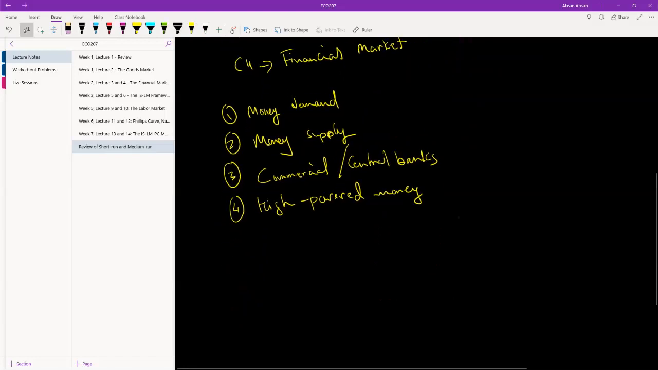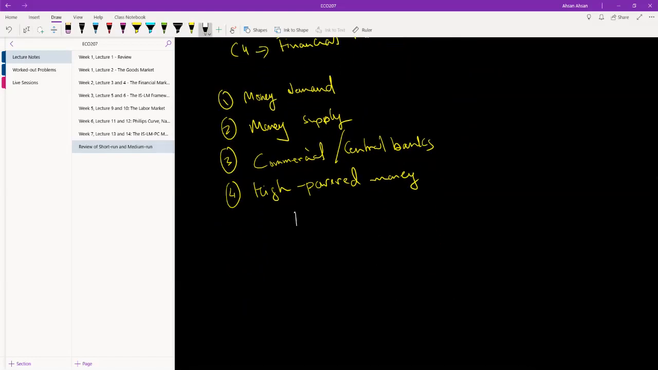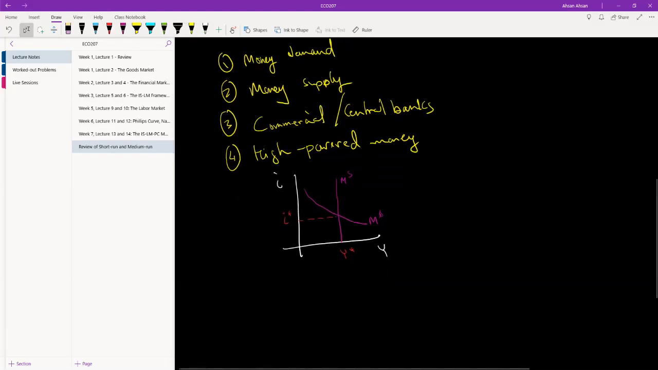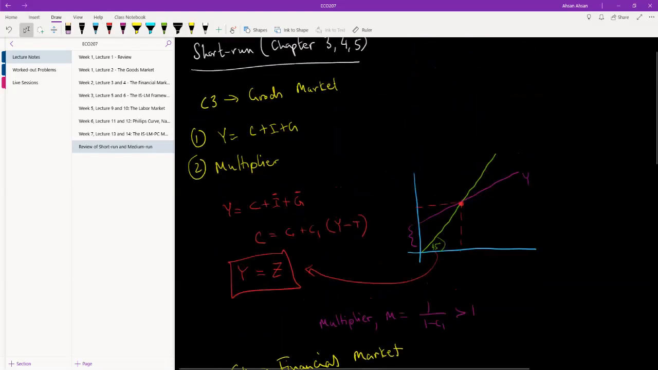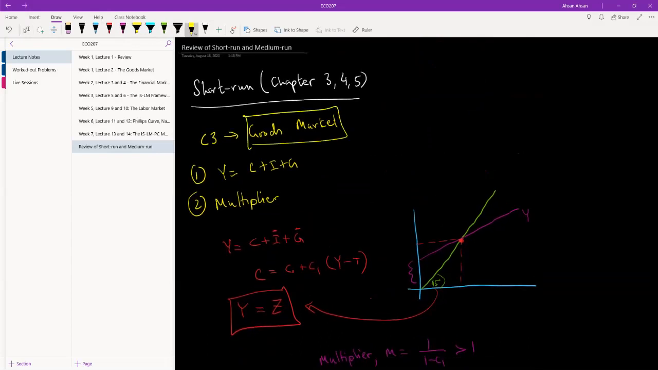There were a lot of details in this chapter, but overall, the finding was that money supply is controlled by the government and it's fixed. Money demand, as always, is downward sloping, and that gives us the equilibrium. This is the equilibrium interest rate, and this is the equilibrium. And we also saw how the central bank controls the interest rate. So we saw something called open market operations.